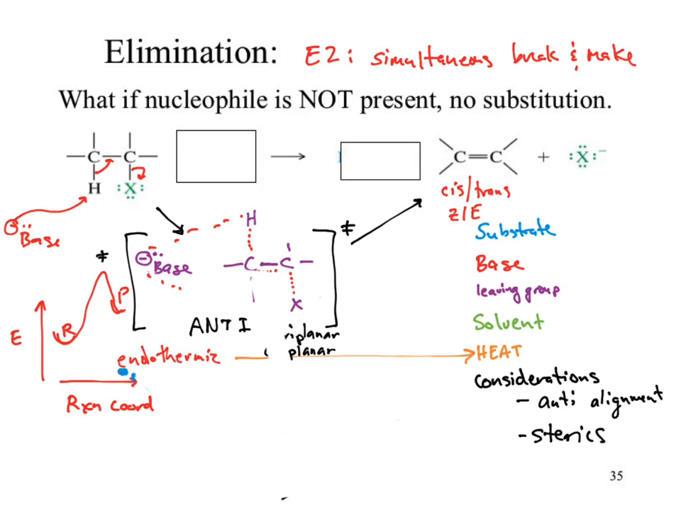This argument is very hand-wavy at best, but it gets to the point that we need. Okay? More substituted double bond. So a more substituted pi bond is a better thing for us. Okay? But what if it's not an anti-alignment? Which is more important, the anti-alignment or more substituted?